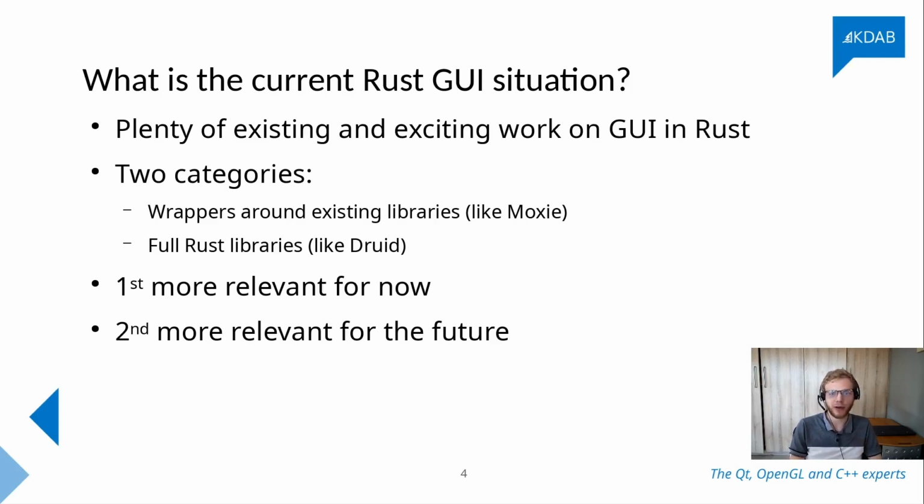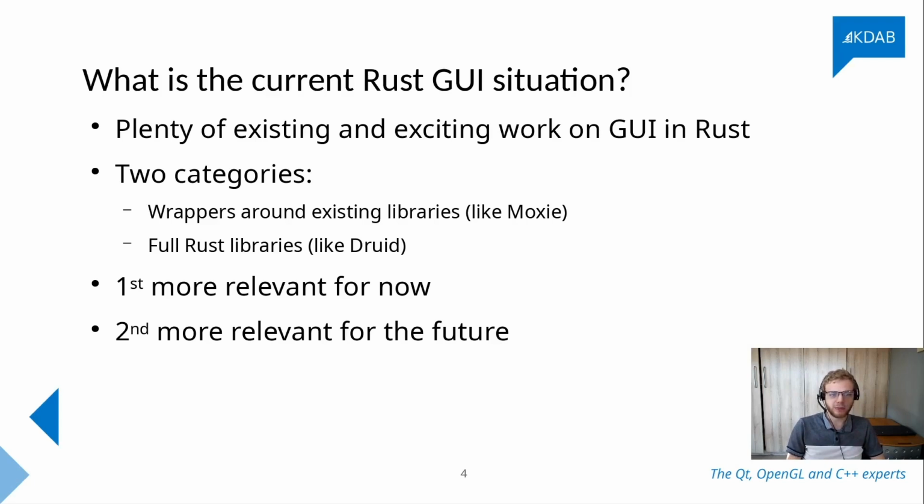So now I want to talk about what is the current GUI situation in Rust. Is what I am proposing here not done already? And as far as I can tell, the short answer is really no. I've looked through all the existing stuff I could find, and there are plenty of attempts at getting GUI on Rust out there. A lot of them are quite exciting as well. And through my investigation, I've picked up that there are about two broad categories of libraries out there.